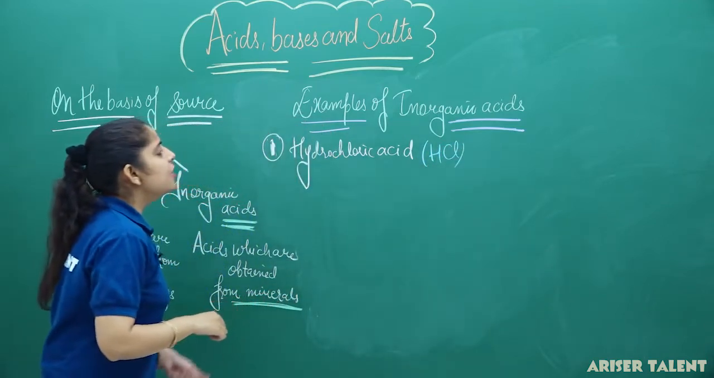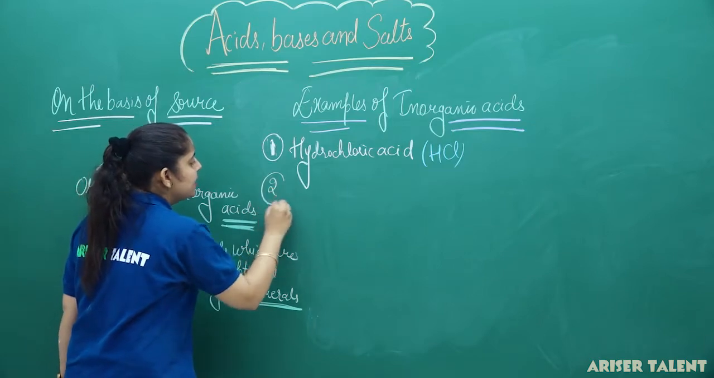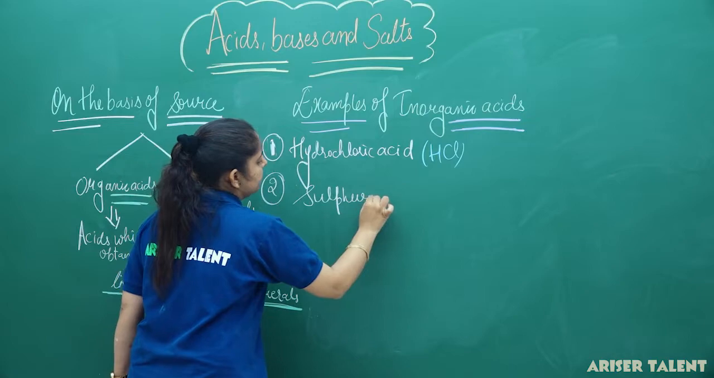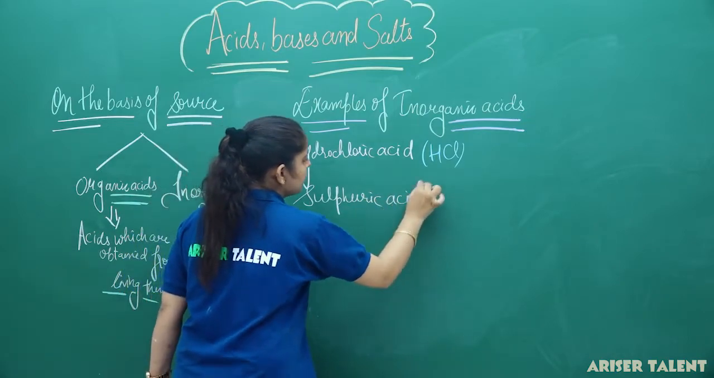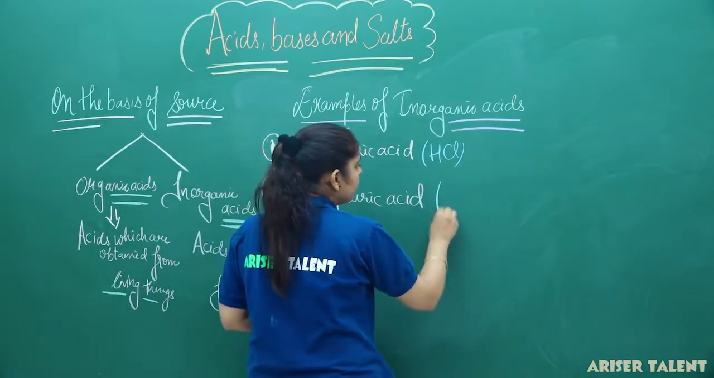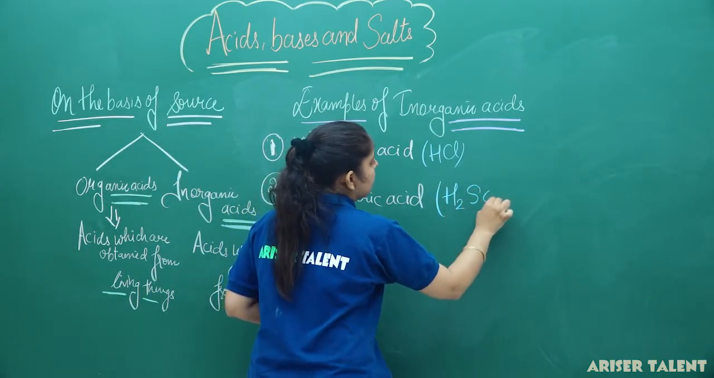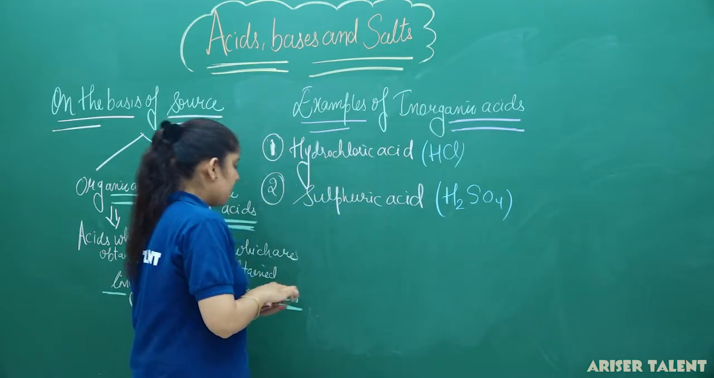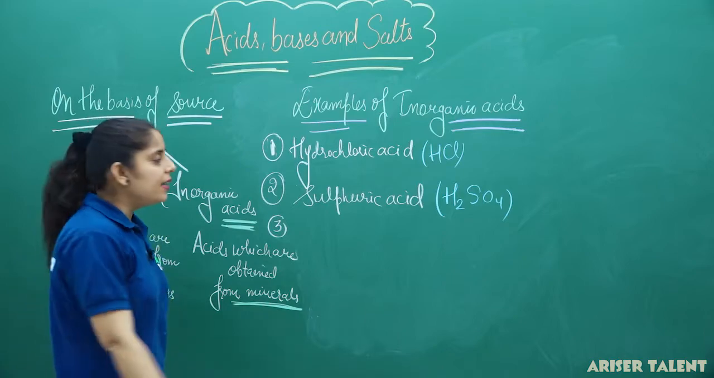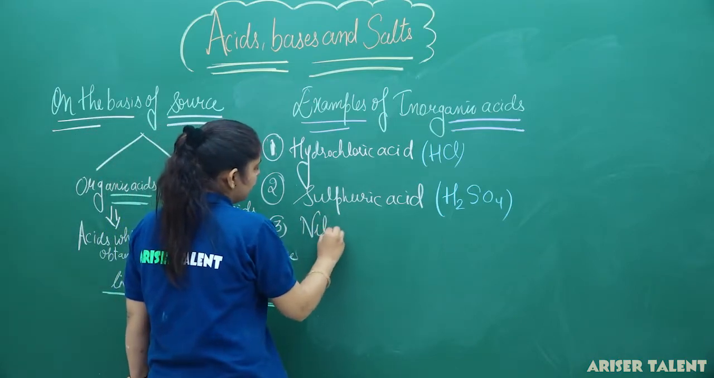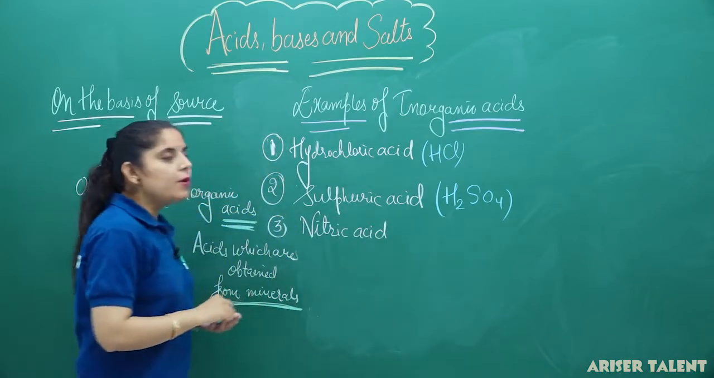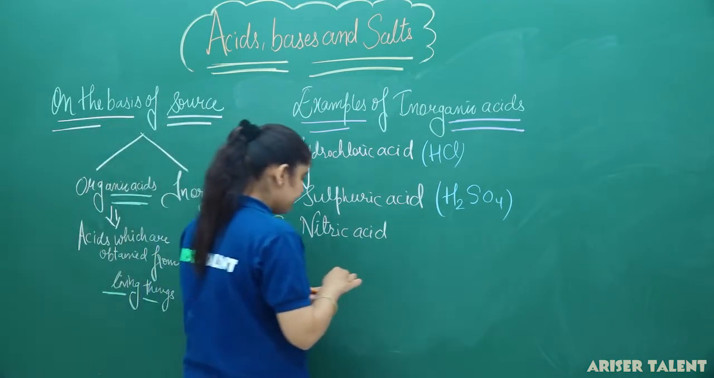The second acid of the category inorganic acid is sulfuric acid, and the formula for the sulfuric acid is H2SO4. The third type of acid we have is nitric acid. The formula for nitric acid is HNO3.